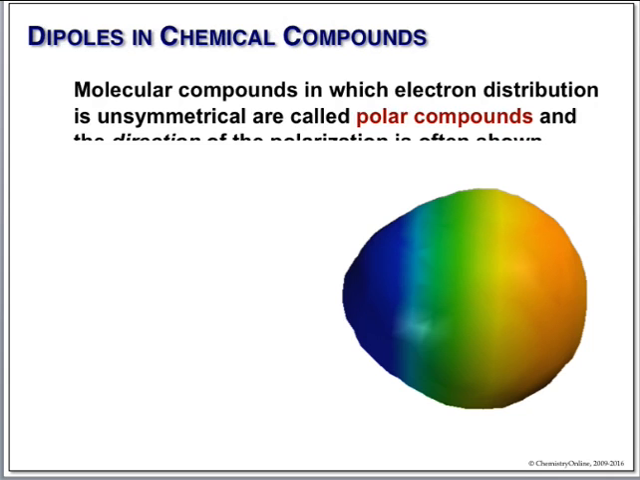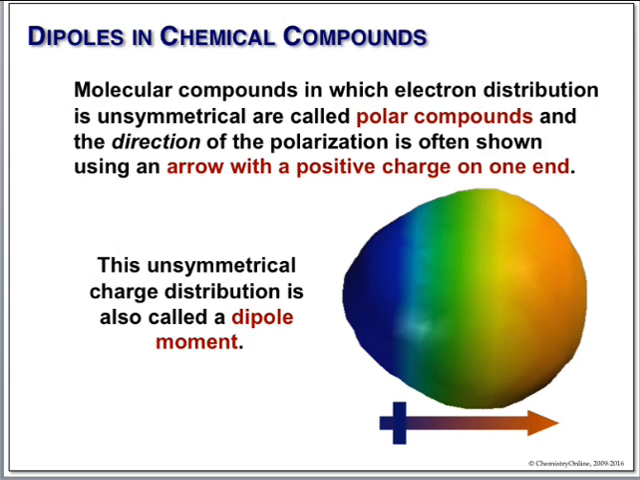We show this using what we call a dipole. Dipole is just an arrow, and we put a cross on one end. The cross indicates the region in the molecule that is positive, and the tip of the arrow is the negative end. So the lesson here is that covalent bonds between atoms that are different, we have imperfect sharing. The electrons are going to be attracted towards the most electronegative atom.